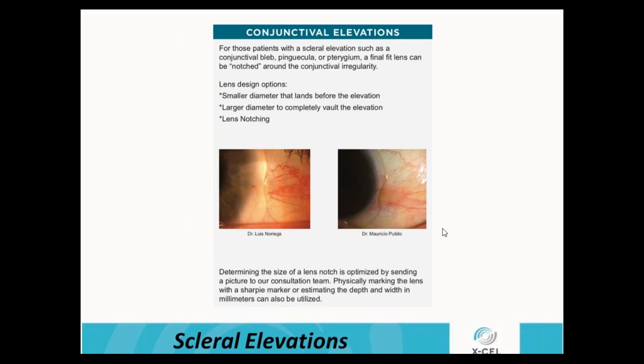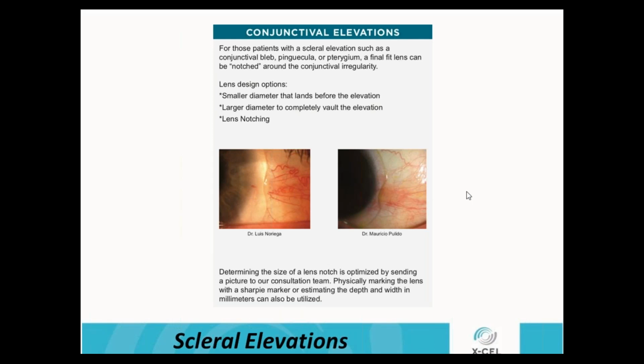Other things that you'll run into as far as an edge or lens design are obstructions at or beyond the limbus: pingueculae, pterygiums, even blebs. And in our process, you have options when you have these. I know we see a lot of these in South America, and we can even do both sides. What we do is we take a finished lens and then we simply cut out part of the lens to go around that obstruction.